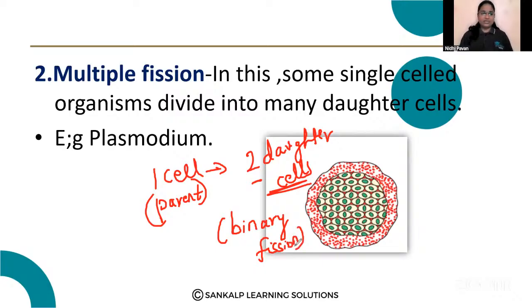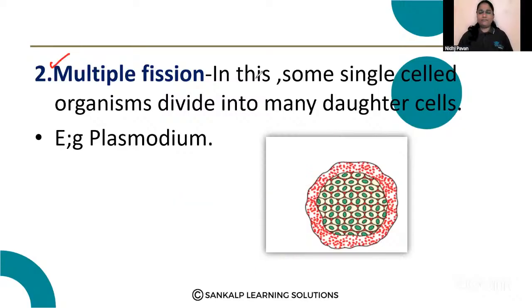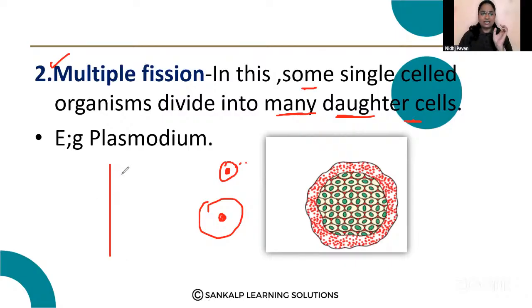Next we have multiple fission. Multiple means many. In this, some single-celled organisms divide into many daughter cells. It will also be a unicellular organism. So it will divide into what? Like this. See, if this is one cell having one nucleus, then in unfavorable conditions, what happens is this nucleus will divide into many nuclei like this.